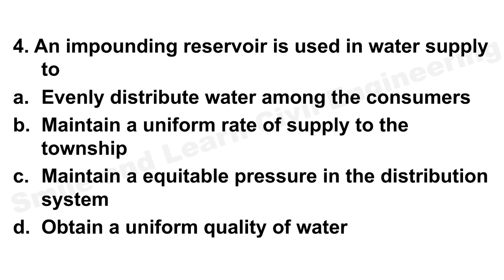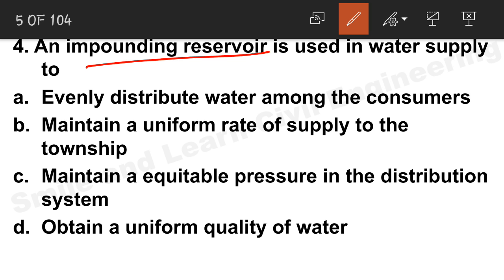An impounding reservoir is used in water supply to. So what is the function of impounding reservoir? An impounding reservoir is one which stores water and supplies water in times of need, so that the scarcity of water doesn't occur. Now impounding reservoir will maintain a uniform rate of supply in the township. Okay. According to me, this will be the correct answer.